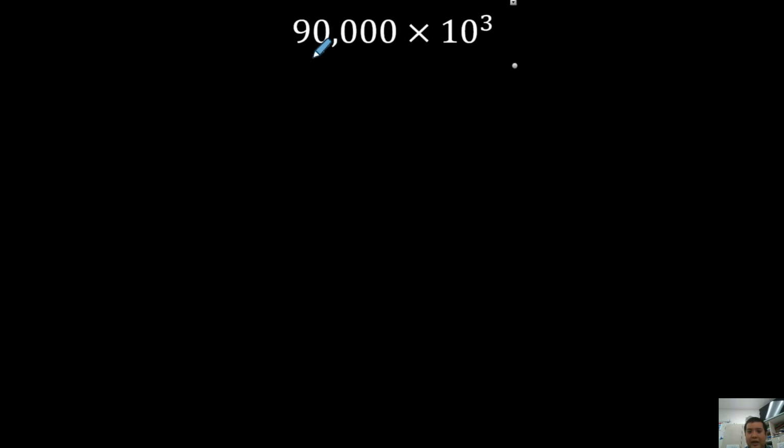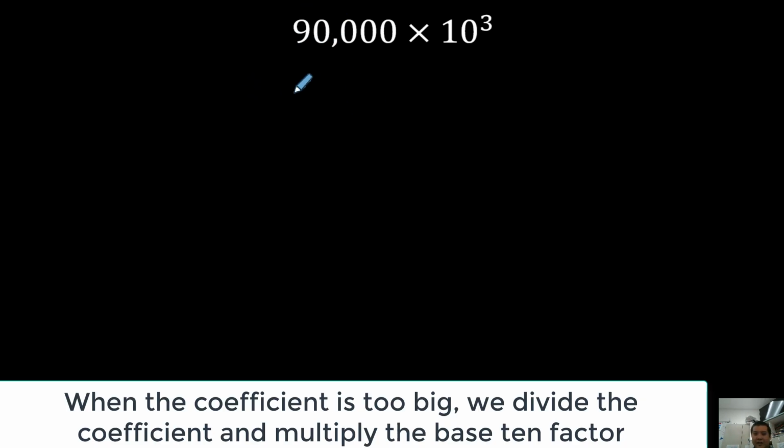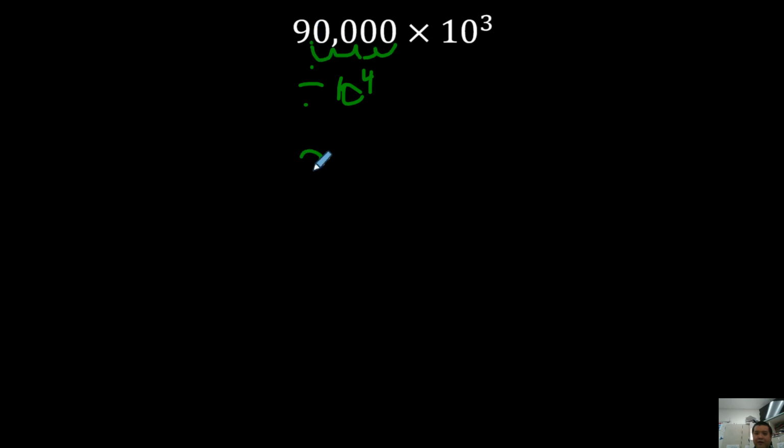So for example, 90,000 times 10 to the third kind of looks like it's in exponential notation. However, it is not. Okay, this coefficient is too big. It's too big because of these 4 zeros. So we're going to divide this coefficient by 10 to the 4th power. Okay, and what that does is it's going to make us move this decimal back 4 times. 1, 2, 3, 4, and puts the decimal right here. So we have 9 as our coefficient, which is perfectly allowable.